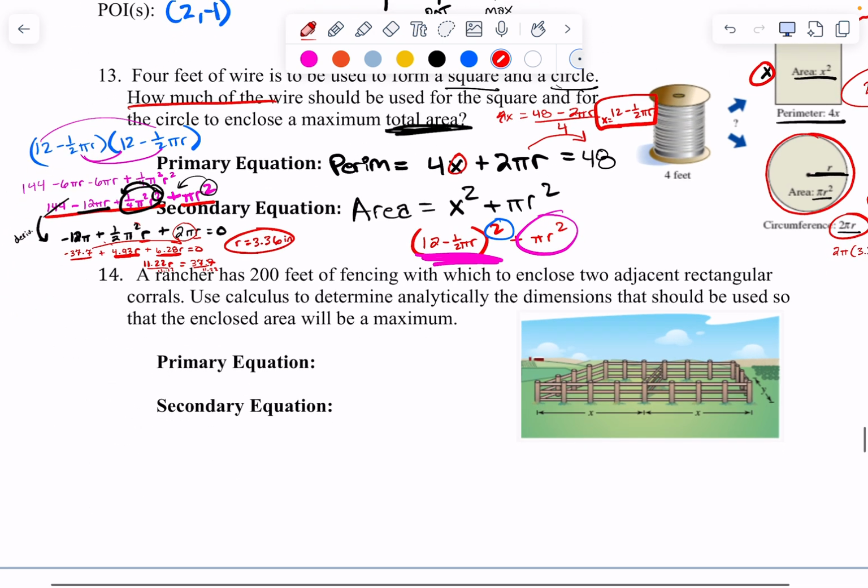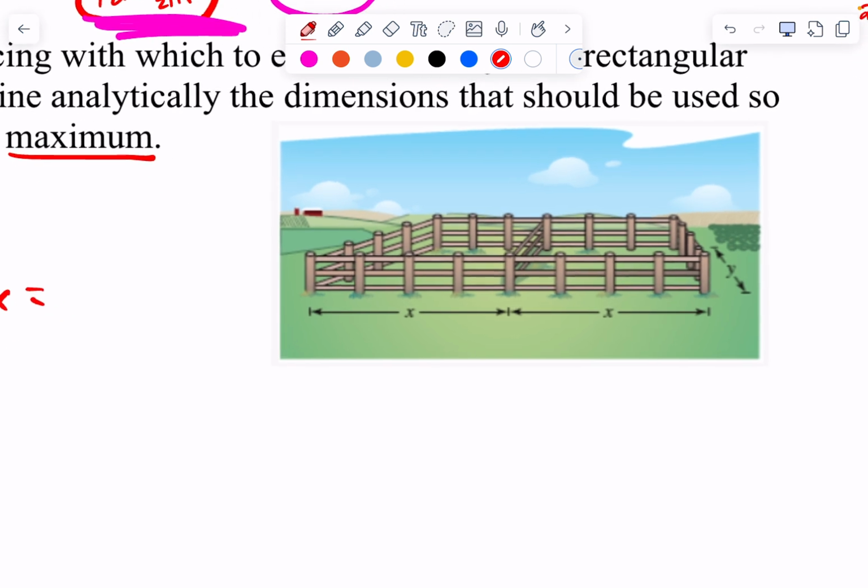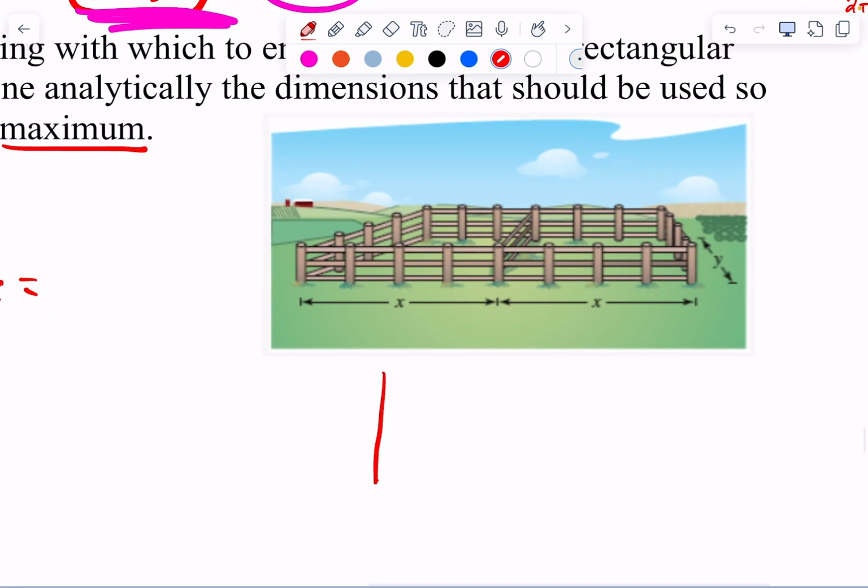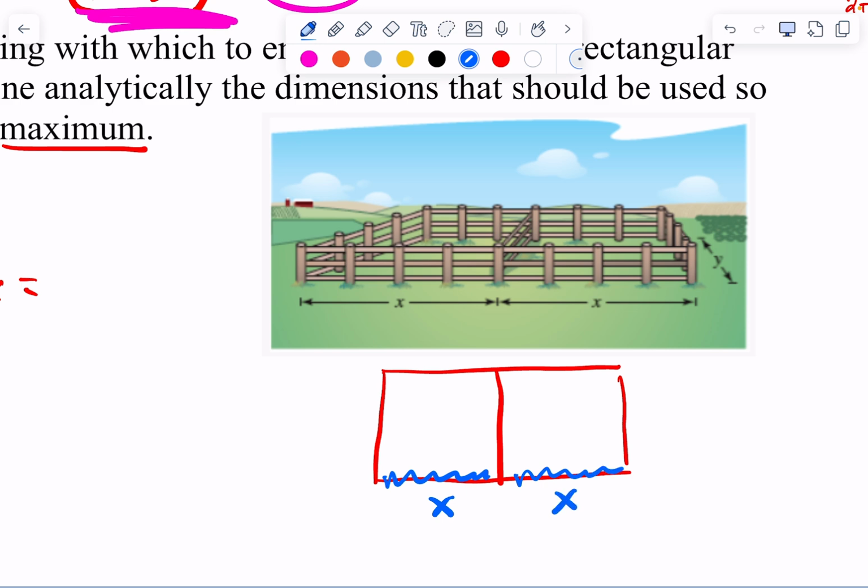A rancher has 200 feet of fence in which to enclose 2 adjacent rectangular corrals. Use calculus to determine analytically the dimensions that should be used to enclose the max area. So I'm trying to maximize the area. Okay, they have this laid out here, and I'll do an aerial view of it. Okay, but they have this thing going on, right? And one of these right here is x, and one of these right here is x, and one of these right here is y, right?